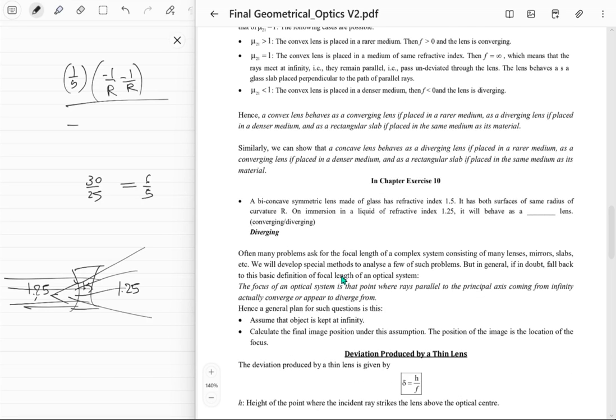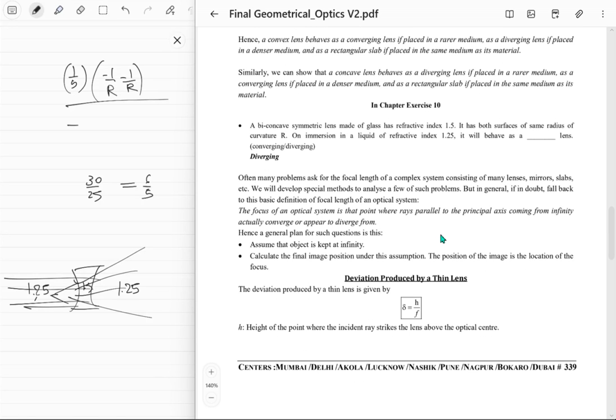Often many problems ask for the focal length of a complex system consisting... Whenever I hear complex, I just go to complex numbers and everything. No. And I just found out that there's also something called a complex refractive index, which to me doesn't make any sense. I just read some stuff about it. I just left it because it was out of my scope.